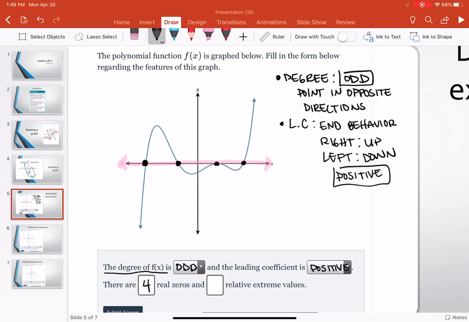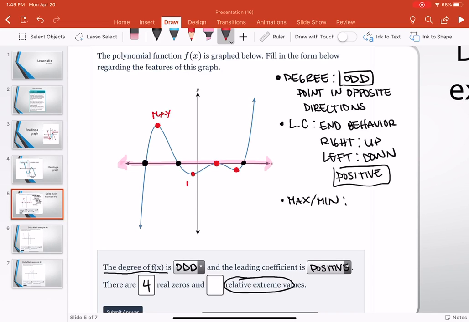Now it's asking for relative extreme values. That means max or mins, both, because it's just asking for the relative extremes. All right, so let's mark those. Here is a max, here is a min, here is a max, and here is a min.